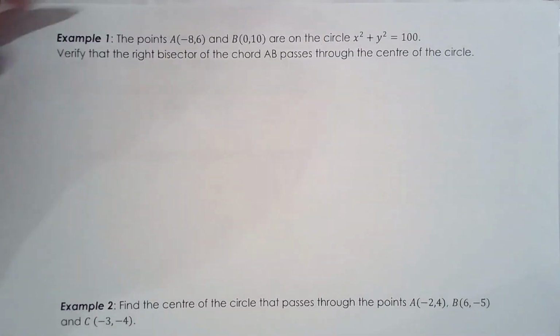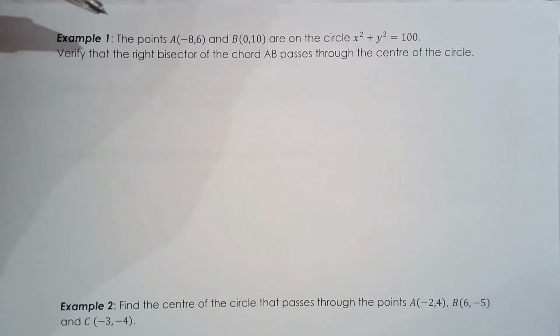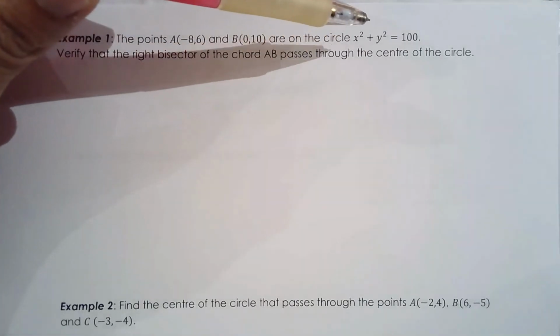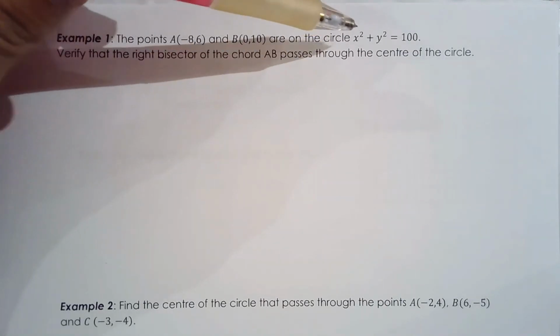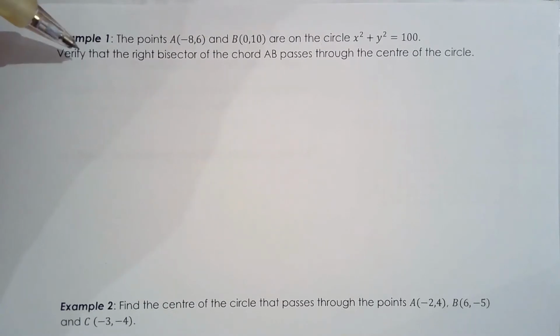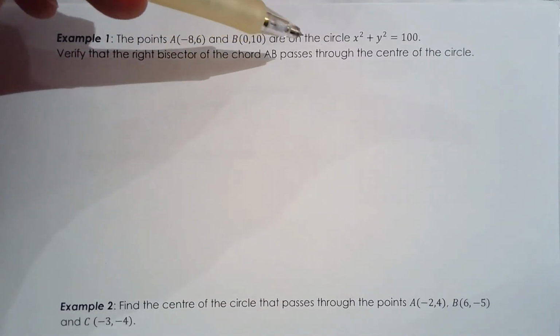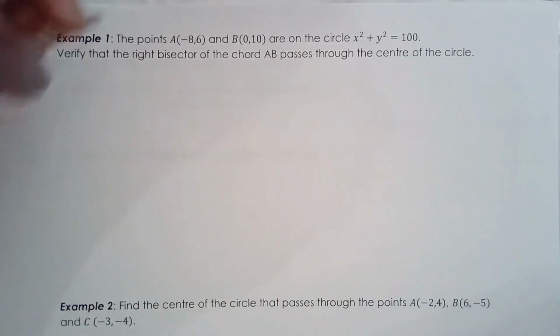So we have points A and B on the circle x squared plus y squared equals 100. That means we have a circle of radius 10 centered at the origin. What we want to do is verify that the right bisector of the chord AB passes through the center of the circle. This is one of the properties we mentioned earlier: the right bisector of any chord of the circle will pass through the center. So we just have to verify that it's true.